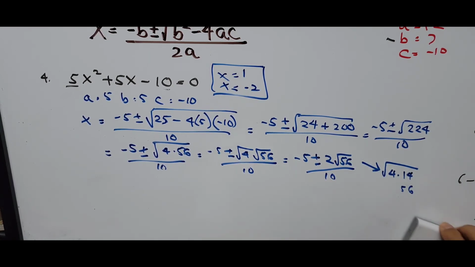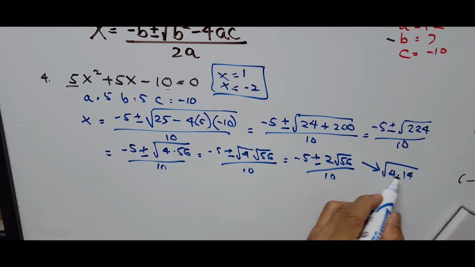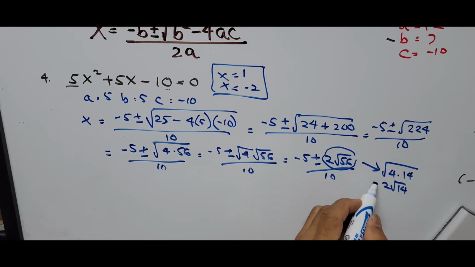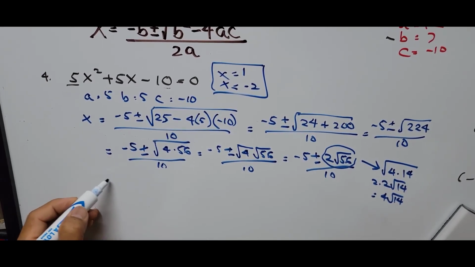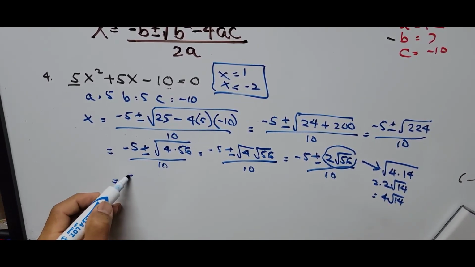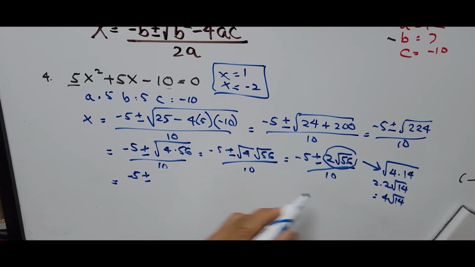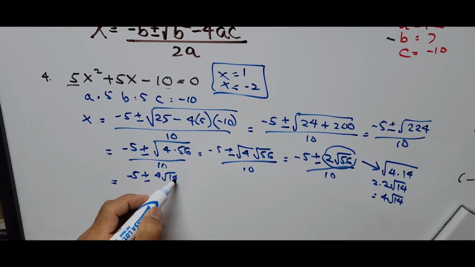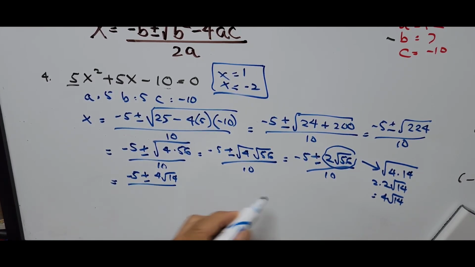So that will become the square root of 4 is 2, square root of 14. So this becomes 2 times 2 is 4, so that's 4 square root of 14. So we have here now x is equal to minus 5 plus or minus 4 square root of 14 divided by 10.